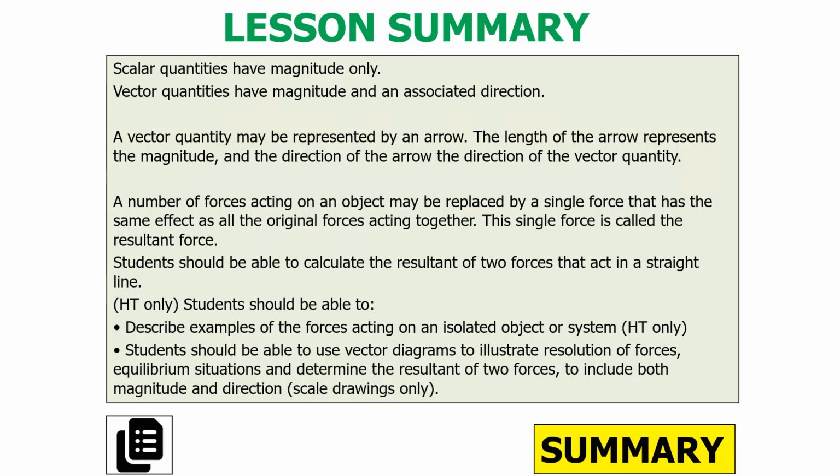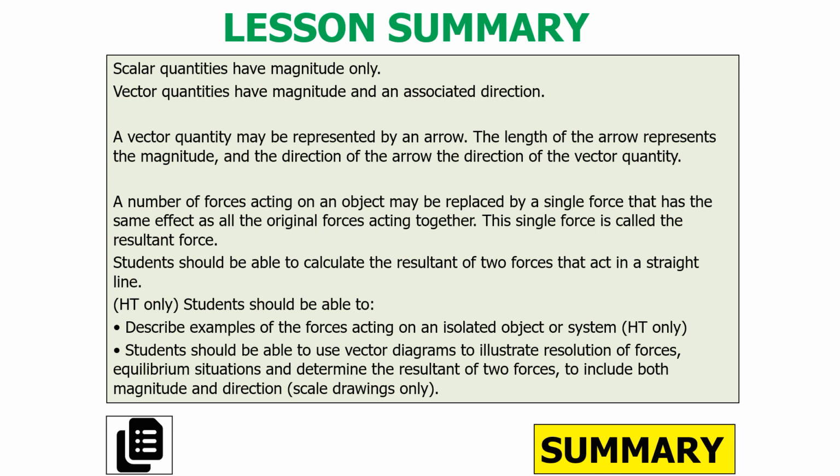So let's just summarize what we've learned in today's lesson. Scalar quantities have a magnitude only. Vector quantities have a magnitude and an associated direction. A vector quantity may be represented by an arrow. The length of the arrow represents the magnitude, and the direction of the arrow the direction of the vector quantity.